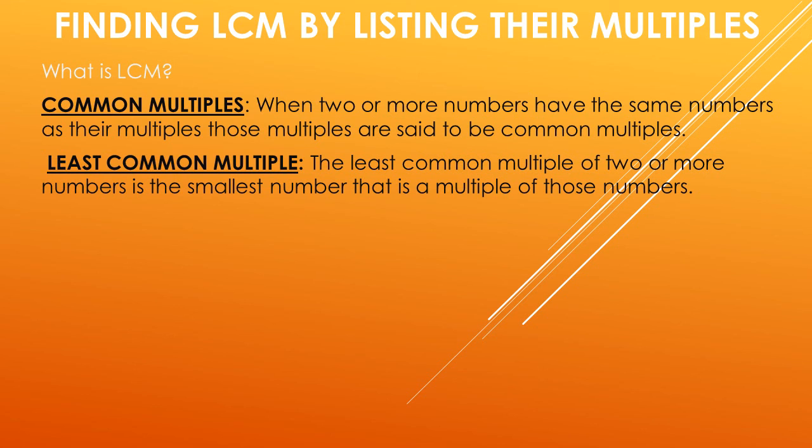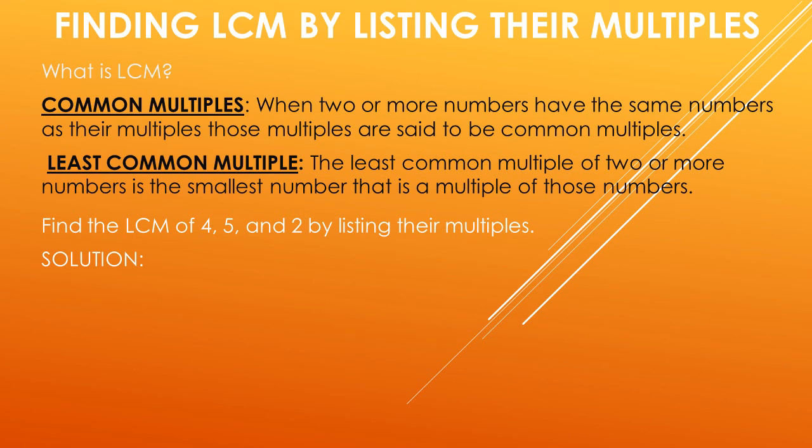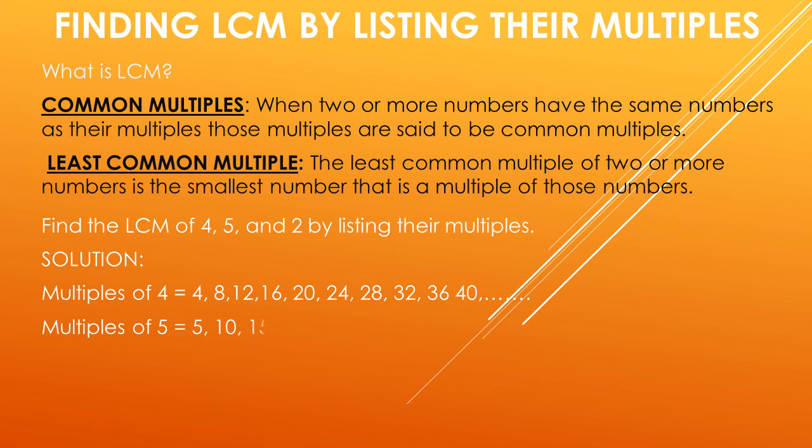To understand it in a better way, let us solve one example. Find the LCM of 4, 5 and 2 by listing their multiples. First, we will write the solution. Everyone knows the tables of 4, 5 and 2. So the multiples of 4 are 4, 8, 12, 16, 20, 24, 28, 32, 36, 40 and so on. Then we write multiples of 5. So the multiples of 5 are 5, 10, 15, 20, 25, 30, 35, 40, 45, 50 and so on.